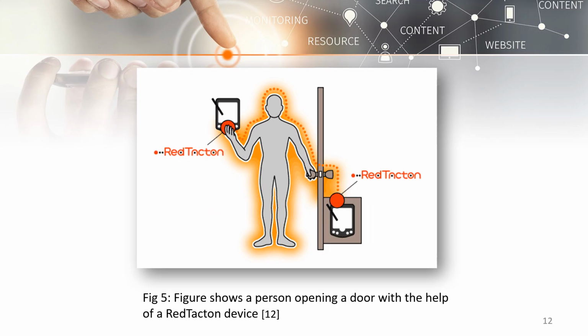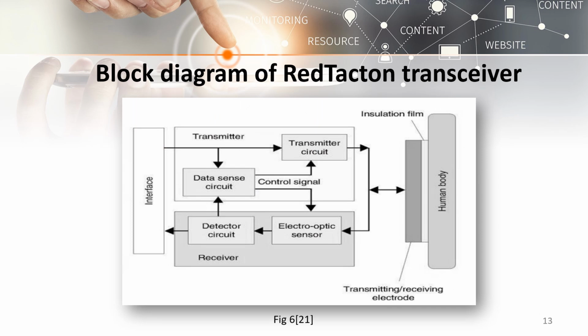So this shows a person opening a door with the help of a RedTacton device. They have a transmitter and a receiver or a RedTacton prototype in their hand as well as attached to the door, and when this comes in contact, the human body acts as the transmission medium and the door is unlocked. The figure below shows the block diagram of a RedTacton transceiver. The signal from the interface is sent to the data sync circuit and the transmitter circuit.